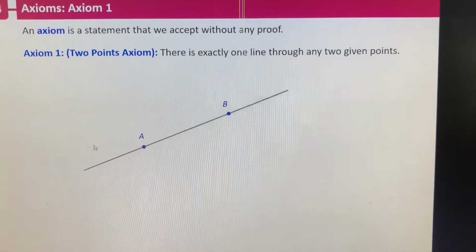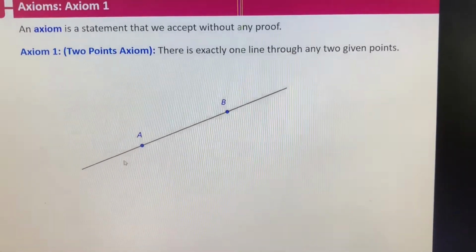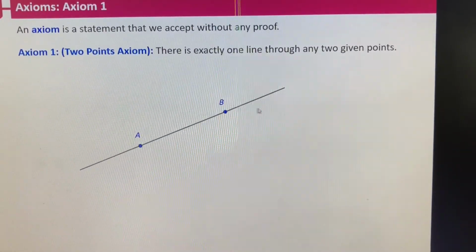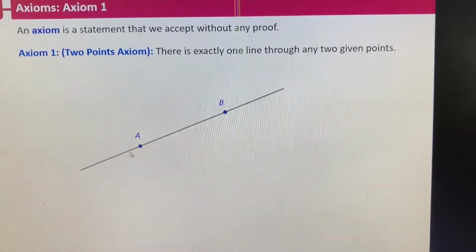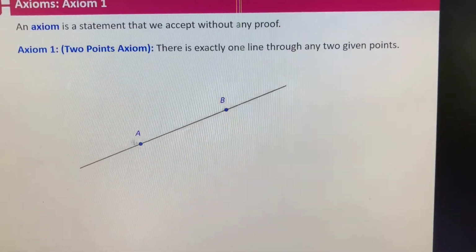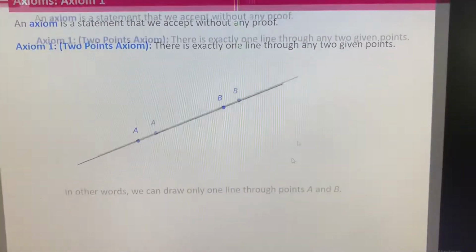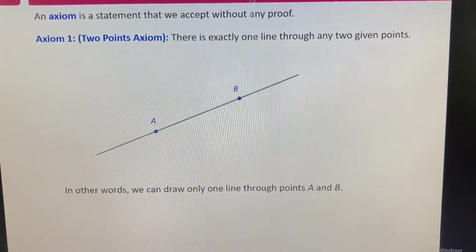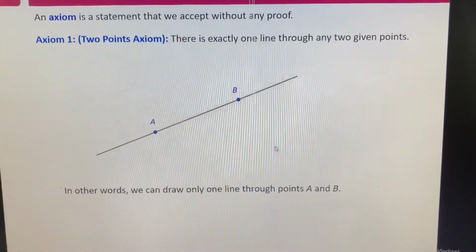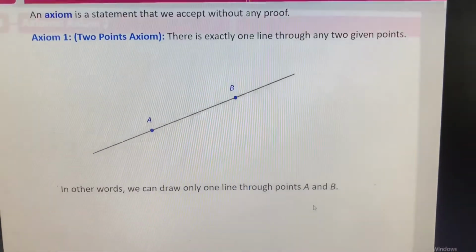We cannot draw a line that looks different as long as we have made sure our straight edge, like our ruler or our set square, is lined up perfectly with A and B, then we're going to have this same drawing through the two of them. So in other words, we can draw only one line through any 2 points, like our A and B.